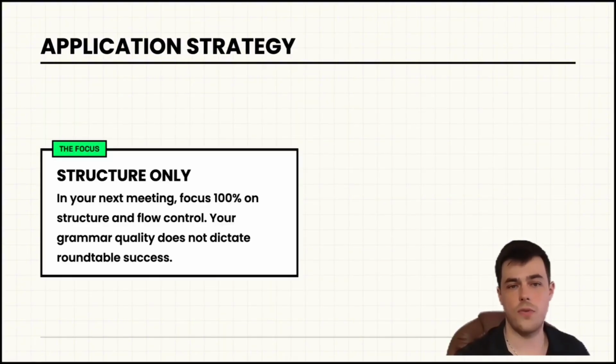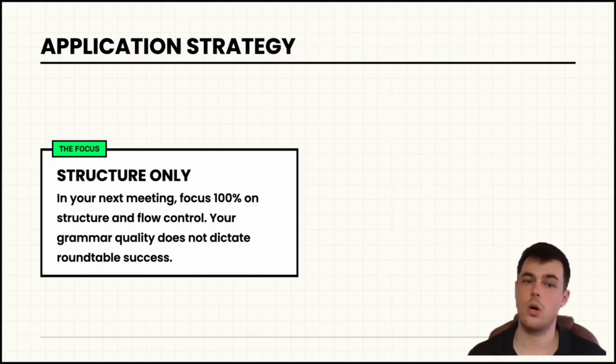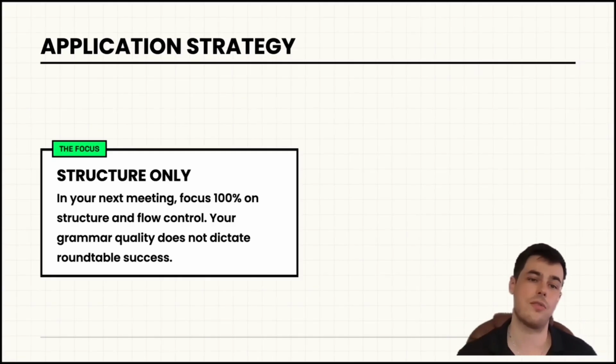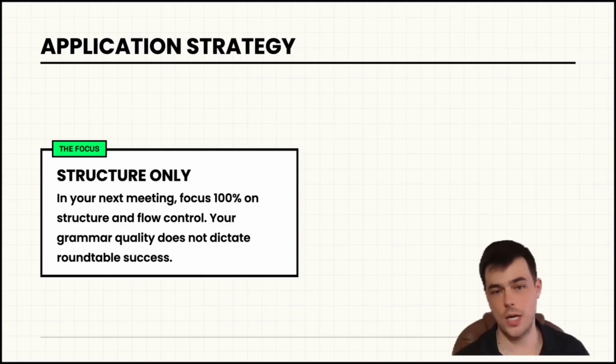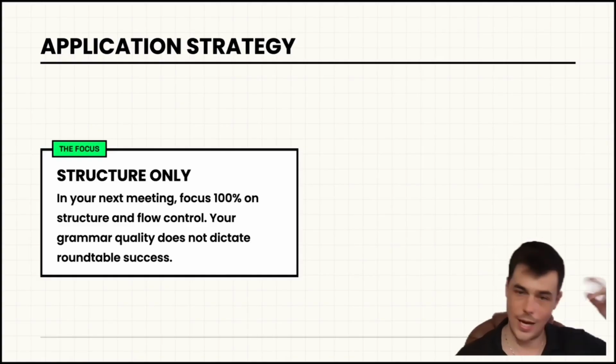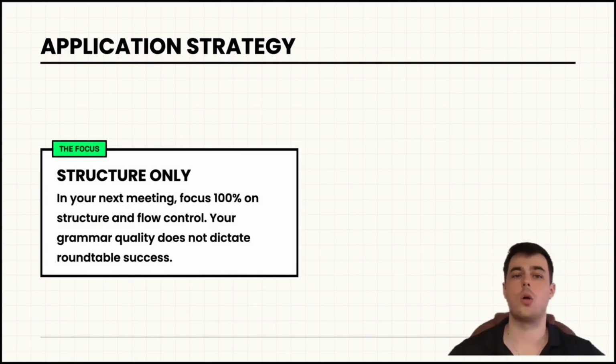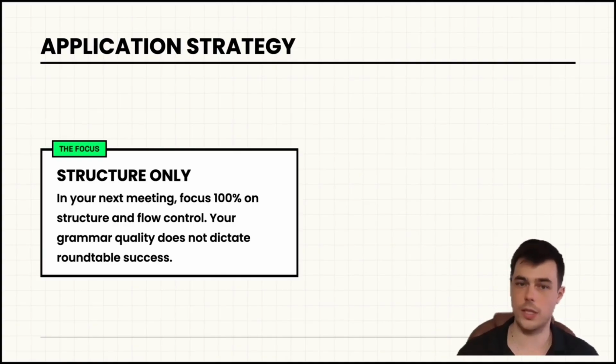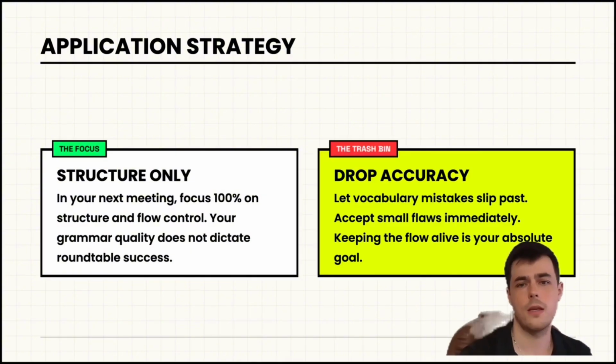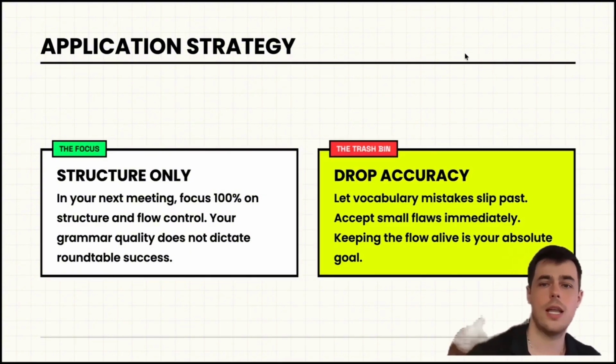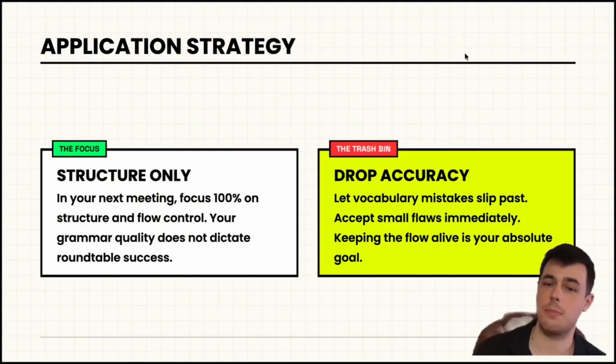Strategy. In your next meeting, focus 100% on structure and flow control. Your grammar does not dictate roundtable success. Don't focus on that. It's going to do your head in. Just focus on the structure of the meeting, of the discussion, and focus on controlling the flow. Drop accuracy. Let vocabulary mistakes slip past.